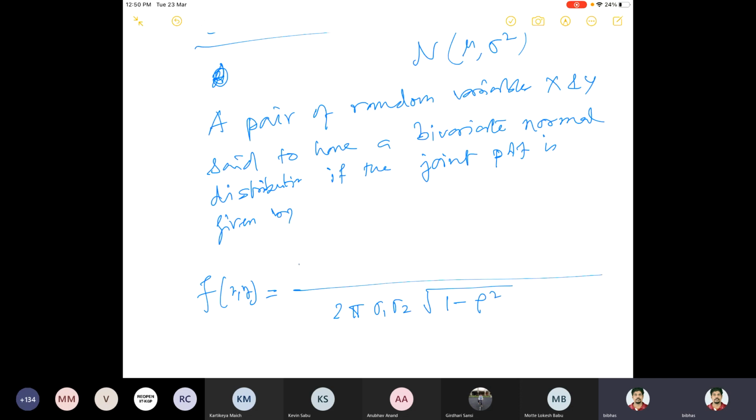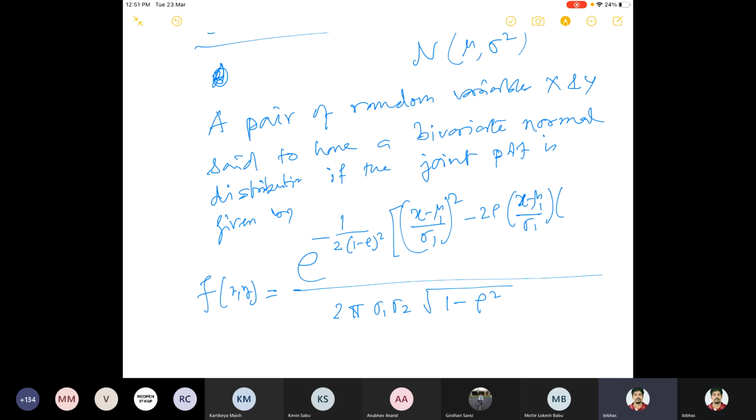And here it is e to the power minus 1 by 2 times (1 minus rho square), and then (x minus mu 1 by sigma 1) whole square, minus 2 rho times (x minus mu 1 by sigma 1) times (y minus mu 2 by sigma 2), plus (y minus mu 2 by sigma 2) whole square. And then there is a bracket.